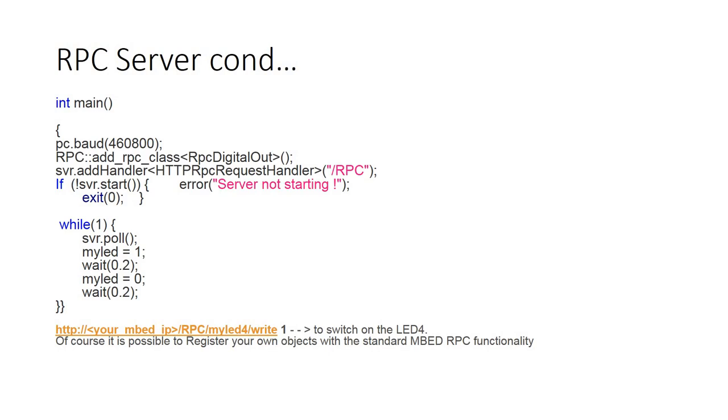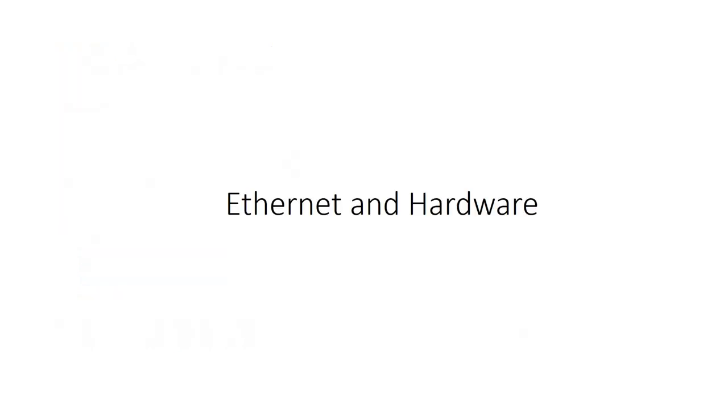Let's say you are now not trying to read the temperature, you are trying to just turn an LED on and off on the board. So what you do is you create a server. The IP address will be automatically, dynamically assigned from the network, and after that you can say http://192.168.1.33, or whichever IP it is, /RPC/myled4/write 1. It will turn on the LED. This much is the only code required for that.